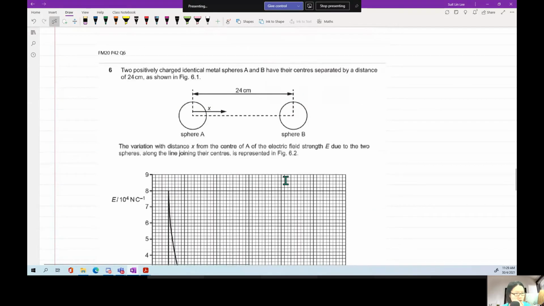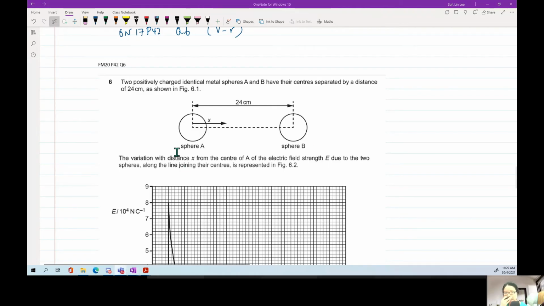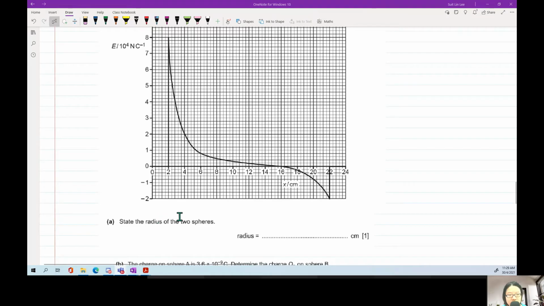All right. So for this question, we have a sphere A and B. The centers are separated by 24 cm respectively. And the variation with distance from center A of the electric field due to the two spheres is represented by this diagram. State the radius of the two spheres.